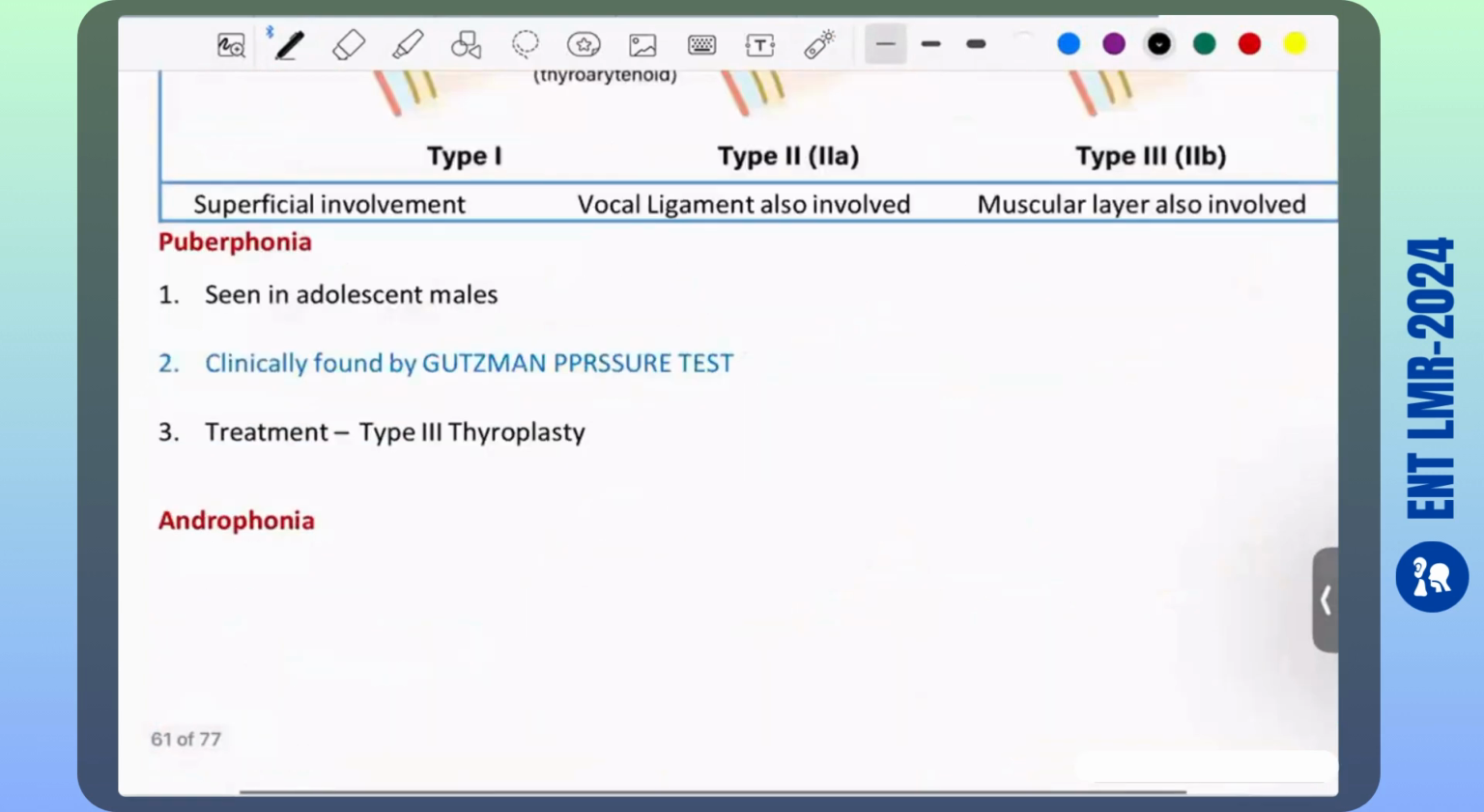So puberphonia: in adolescent males, a female voice is present, it is called puberphonia. It is clinically confirmed with the Gutzmann pressure test. Nothing but we compress the cartilage like this. Suddenly, the male with the female voice will regain the male voice. So there is not adequate pressure over the vocal cords. That is the reason the boy is having a female voice. So this is found by the Gutzmann pressure test. The treatment is thyroplasty, type 3 thyroplasty. Okay.